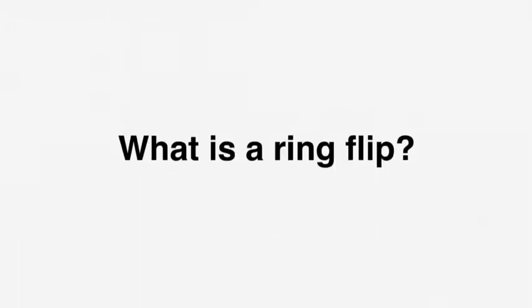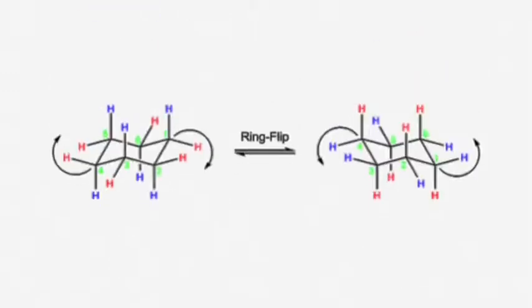Today we'll be discussing ring flipping. So what is a ring flip? Put simply, a ring flip is a way two conformations of a cyclohexane chair can be converted into each other through a series of bond rotations.